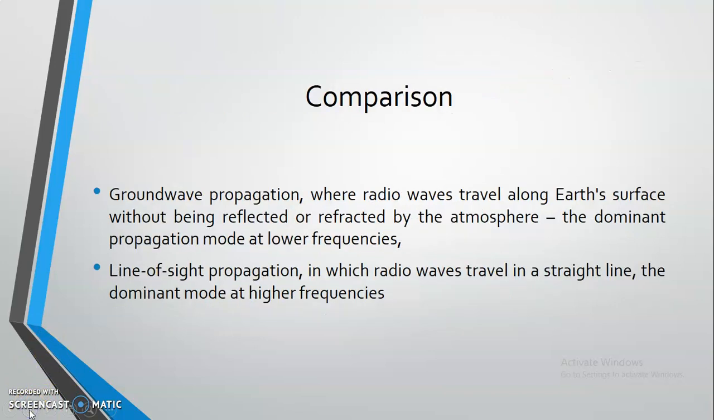Now, just a mere comparison with the other types of propagation. Ground wave propagation, where the radio waves travel along the Earth's surface without being reflected or refracted by the atmosphere, is the dominant propagation mode at lower frequencies. The ground wave propagation is where the radio wave propagation occurs along the Earth's surface. In the line of sight propagation, in which radio waves travel in a straight line, is the dominant mode at higher frequencies compared to that of the ionosphere.